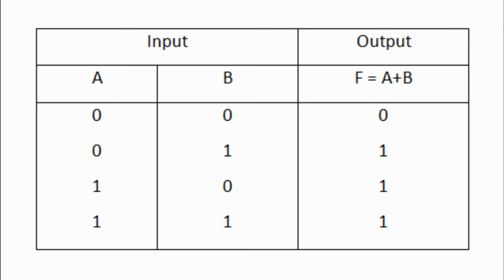If one of the inputs is 1 and the other is 0, the output will be 1. Only when both inputs are 0 will the output be 0.